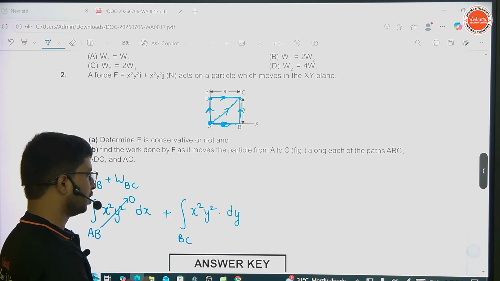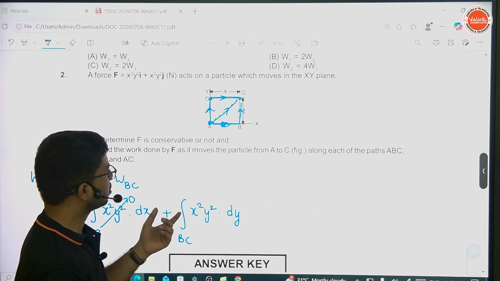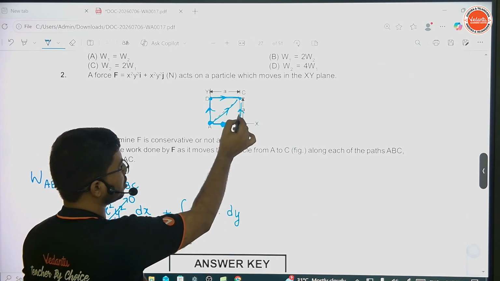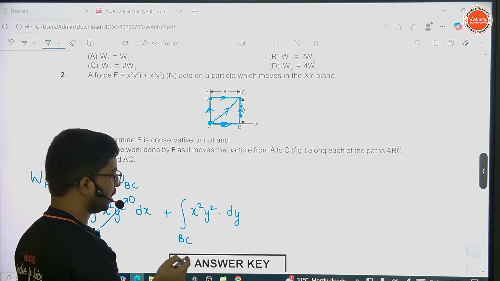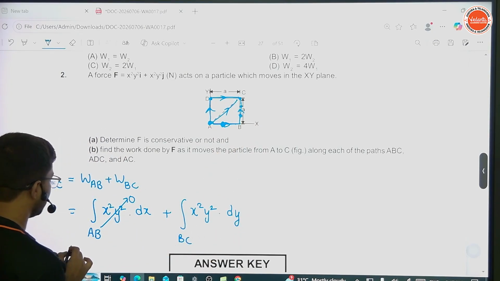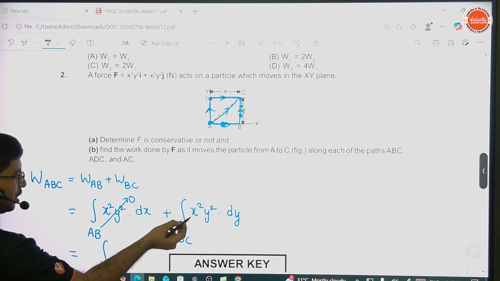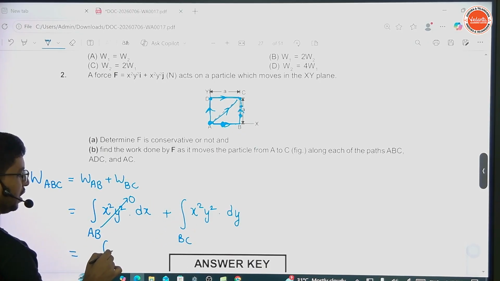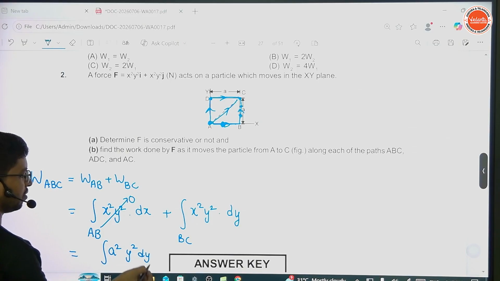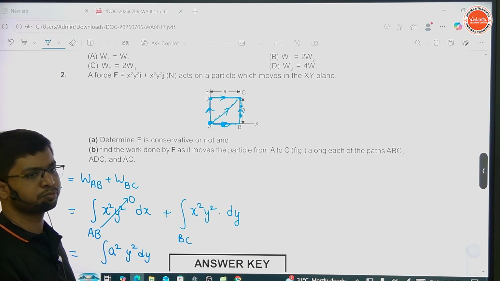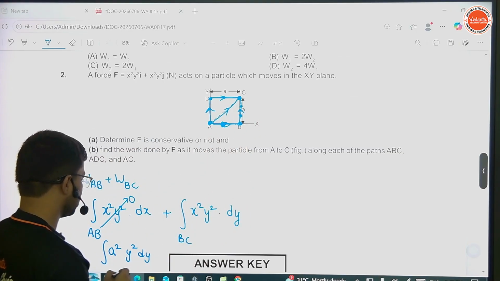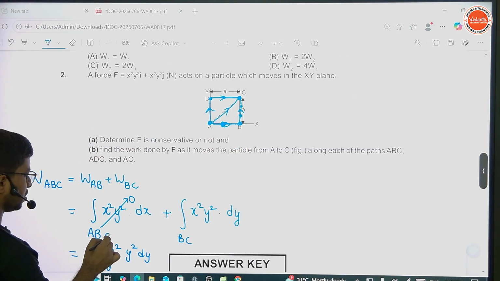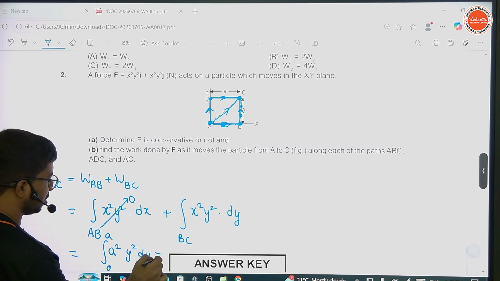Agreed? dy. And what is the x value for any point on this path here? That is equal to a, right? So then I'll modify this one here. So this is equal to the integral, in place of x I can directly write a square, this is y square dy, and where is y varying from? At this point it is 0 to a. So substitute that here, 0 to a.